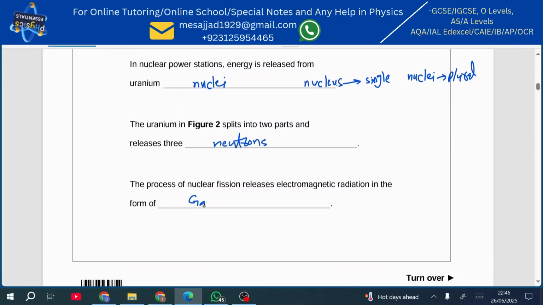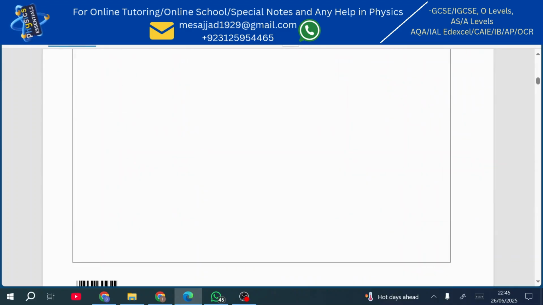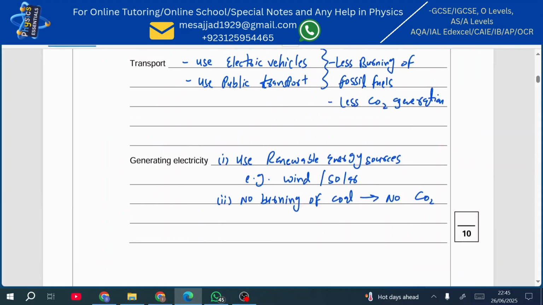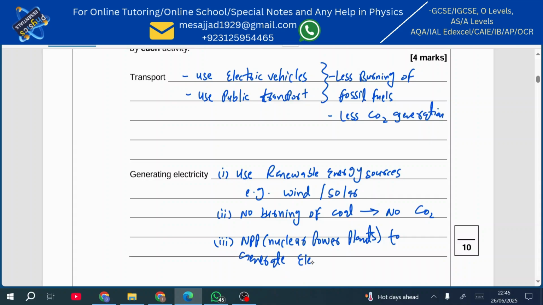So the heat that is generated because of the fission reaction inside nuclear power plants, because here in question 1.4 you can also write down one method to generate electricity. Use NPP, nuclear power plants, to generate electricity.